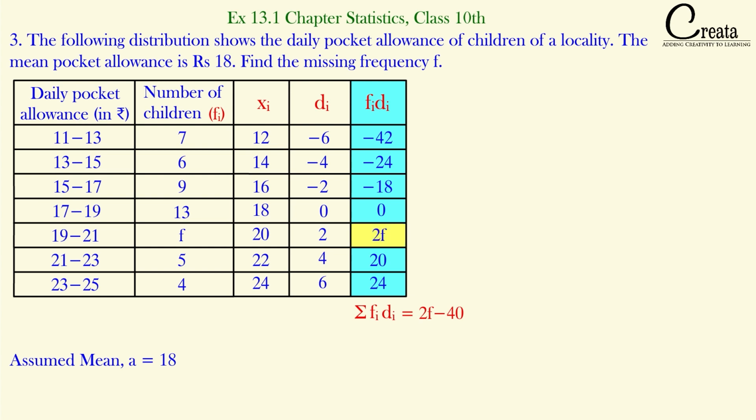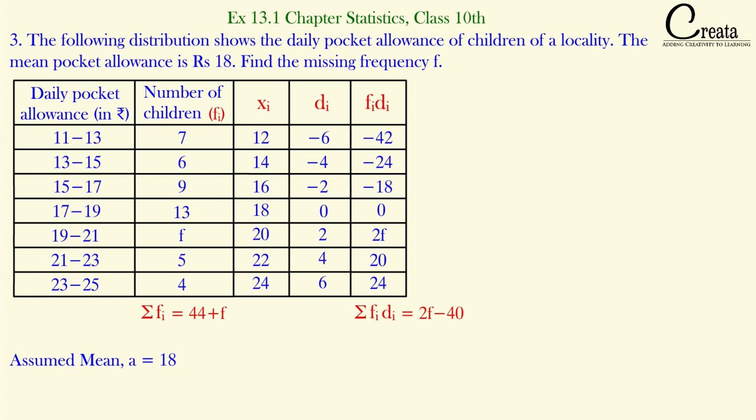2f minus 40 will be the addition of all fi's into di's, which is sigma fi into di. Similarly, let's also find the sum of all the frequencies. All these values will be 44 plus f, where f is the missing term. Got it? So we got all the values.